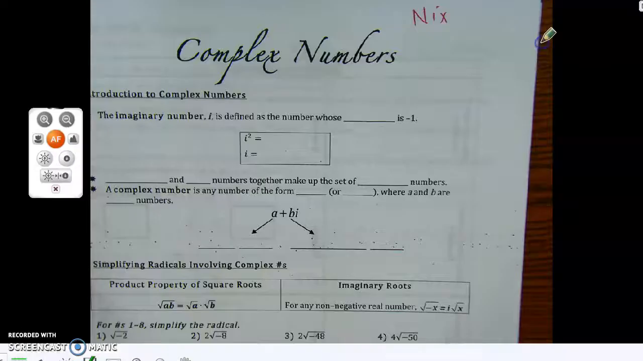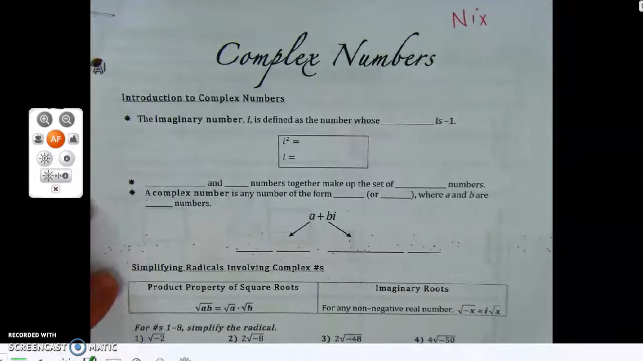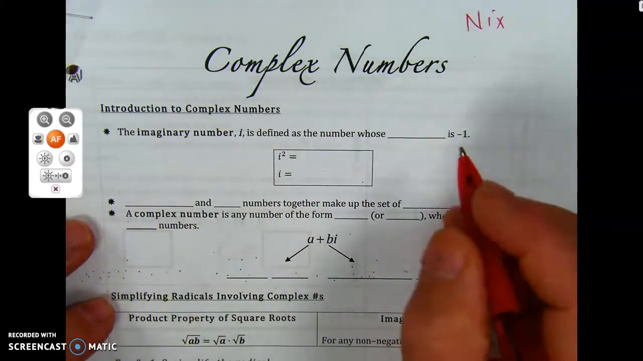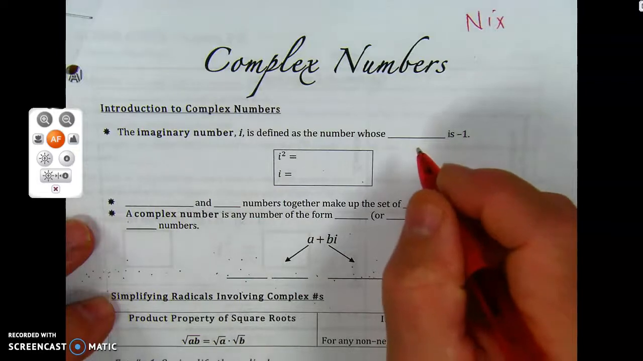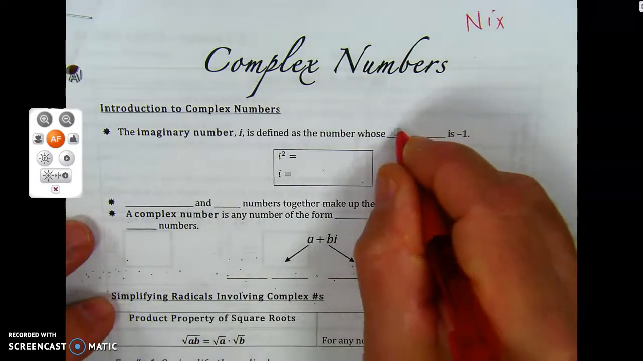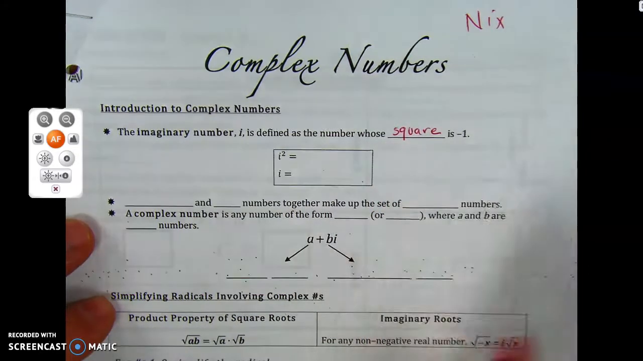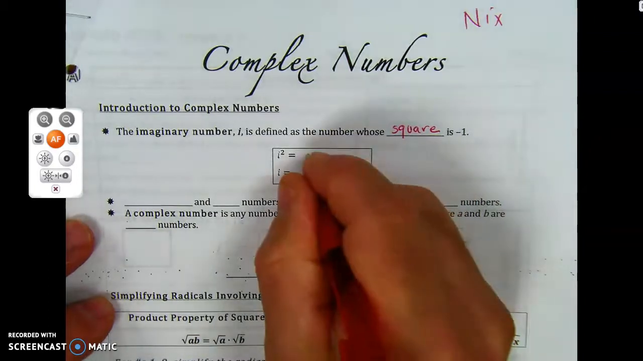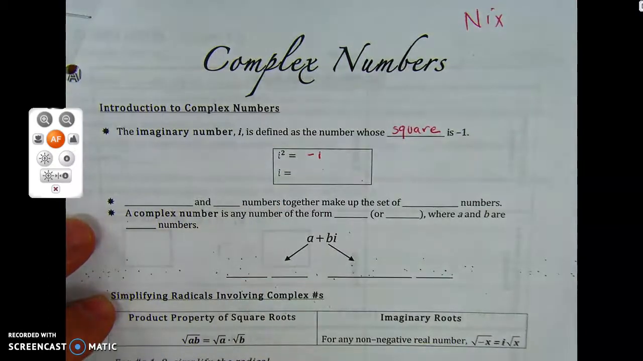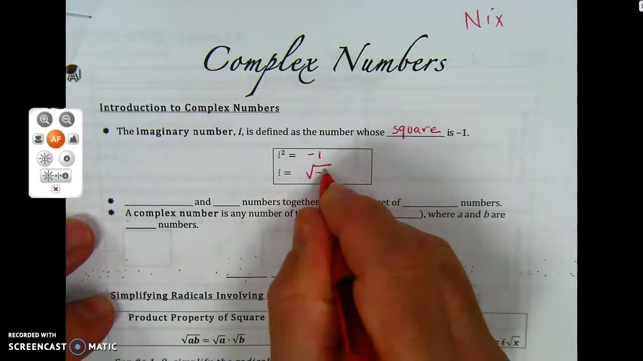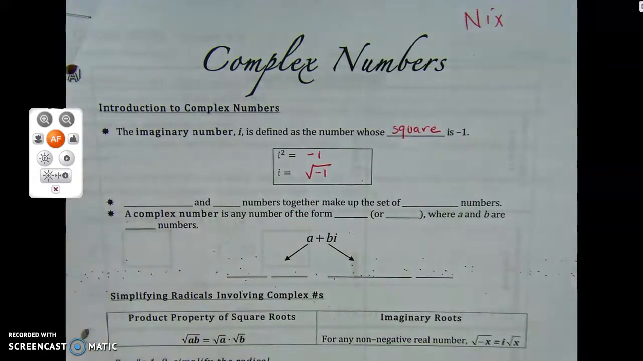Okay, just as a review from the other day, we'll go ahead and fill in a lot of this. So the imaginary number i is defined as the number whose square, if you square i, is equal to -1, just like we talked about yesterday. There you go. i squared equals -1. And therefore, we remember that i equals the square root of -1. So guys, don't forget that. Talked about that yesterday.